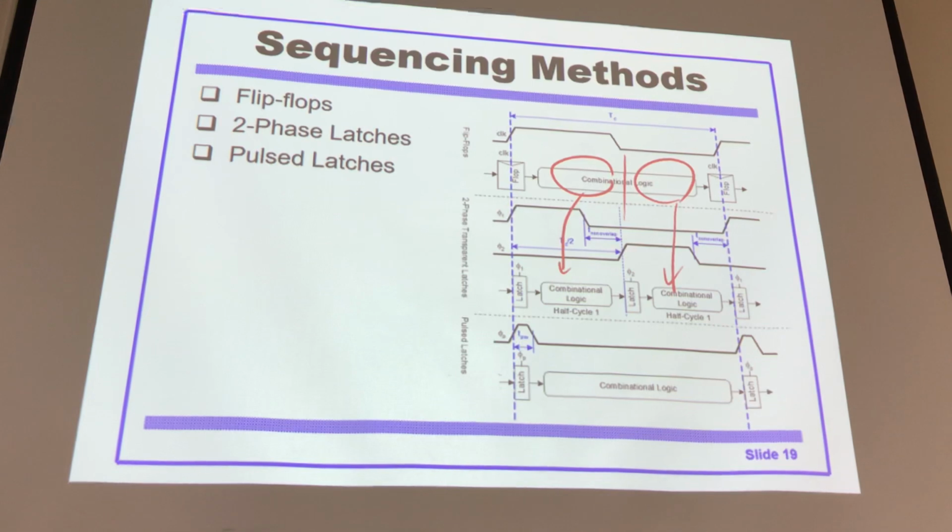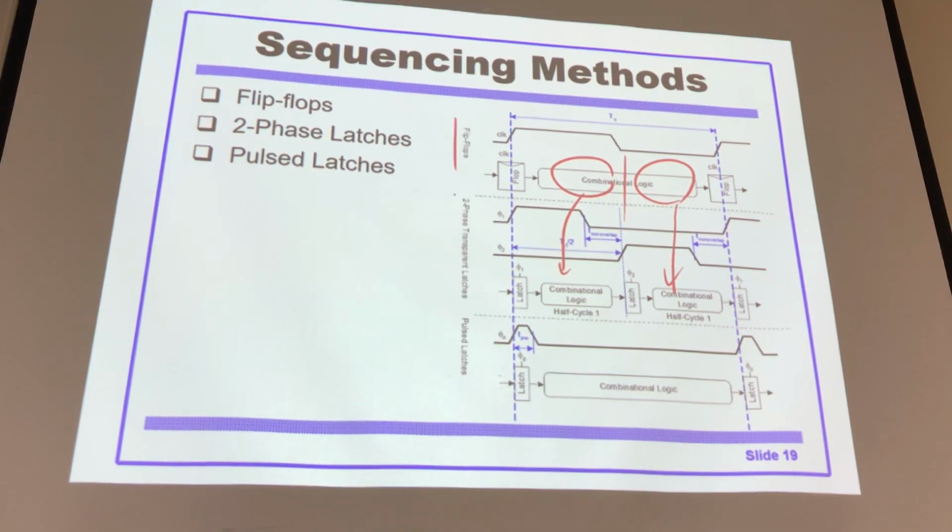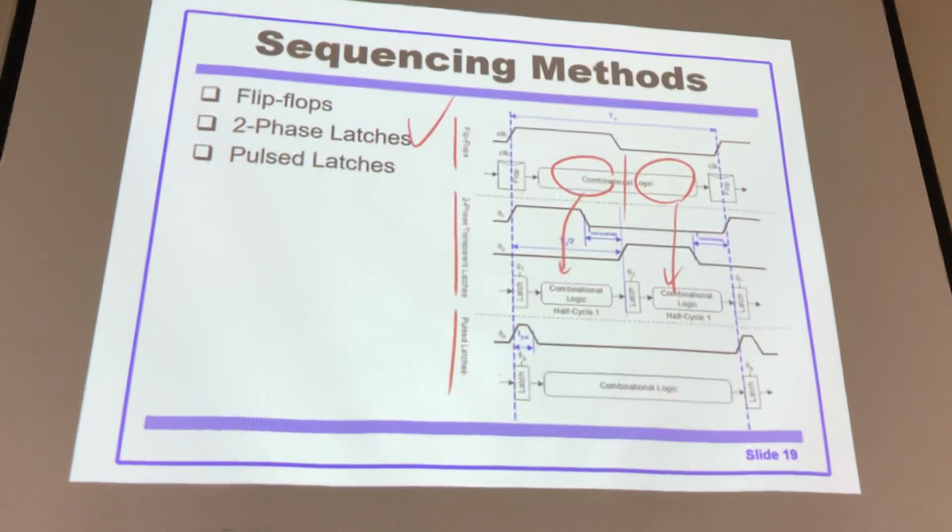Another one is for high-speed circuit design. Not very popular, but in some applications people might need that design structure. We call that pulsed latches. The flip-flop is the most popular one, and the two-phase style is almost abandoned, although sometimes we might use it. The pulsed latch is again not very popular, but some applications might use it. How does it work?